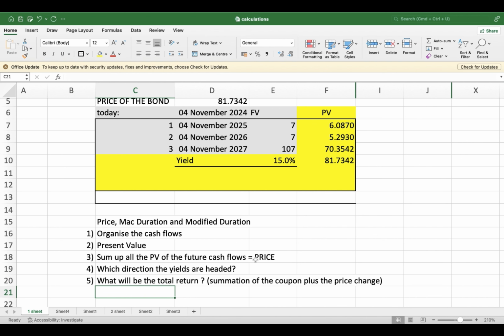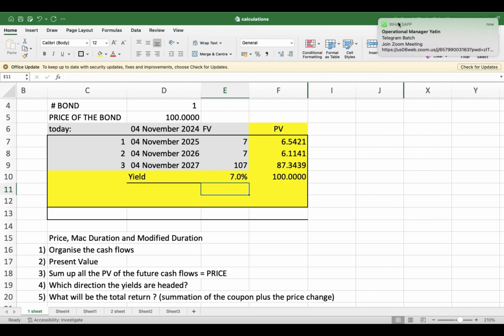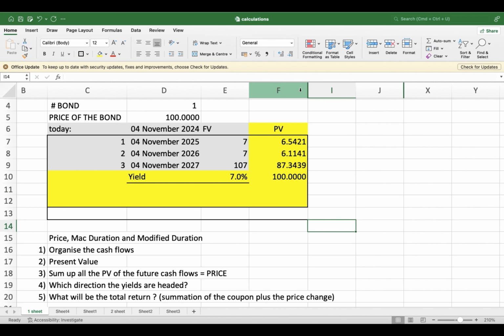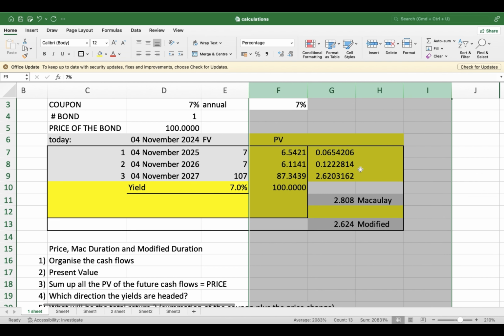These are the few very important things, so that as the yield keeps moving up, the price keeps moving down. Price and yield are inversely related. All right, now let's look one step further. Let's look at the concept of duration.